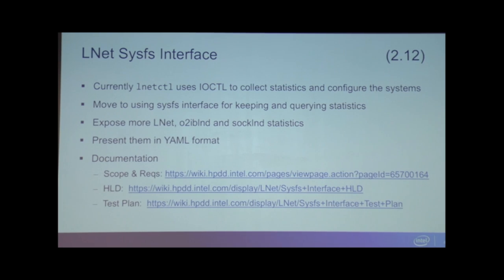Right now, there are some statistics, but they're not comprehensive, and we're looking to add more statistics on connections, LND peers, etc. That are currently not visible, and being able to show that to the user will make debugging easier. If there is a problem, we can dump the stats and we can have a better view of the system. Again, documentation is there. We have the scope, HLD, and test plan if anybody's interested in taking a look.